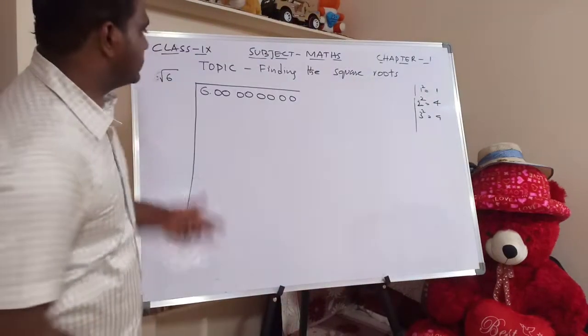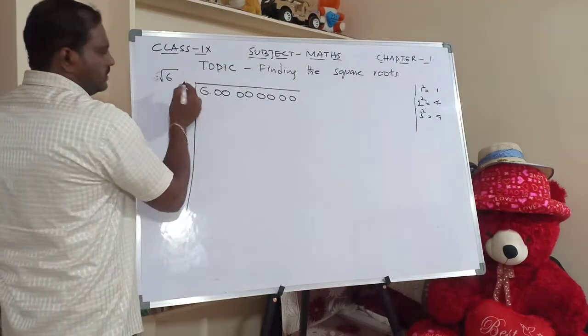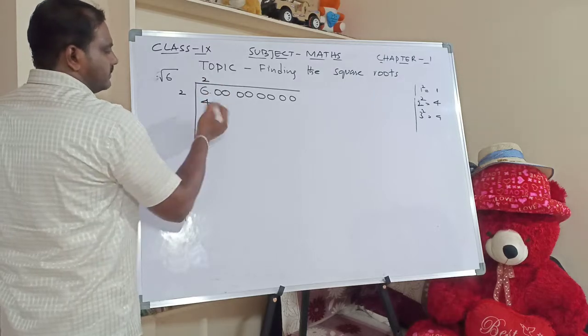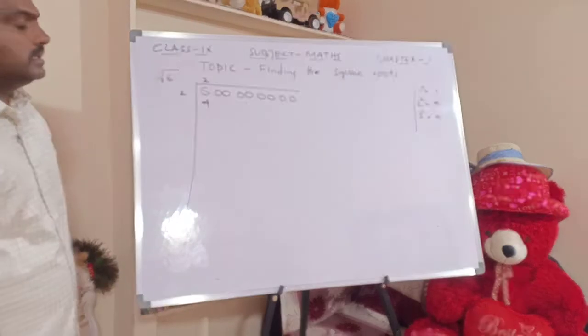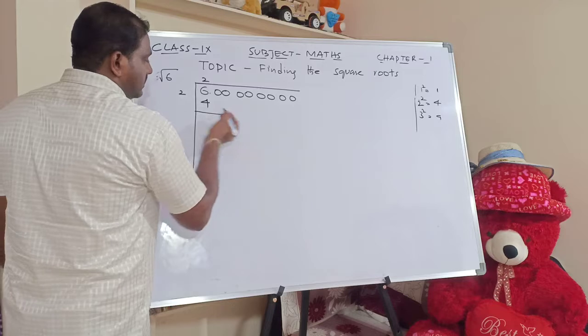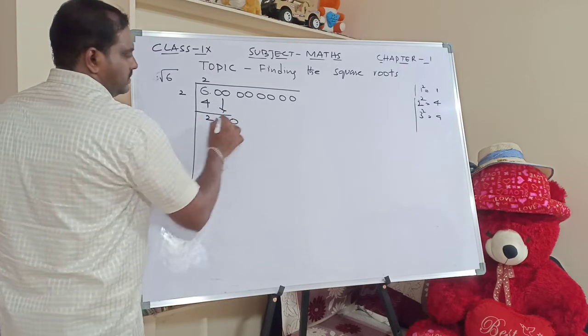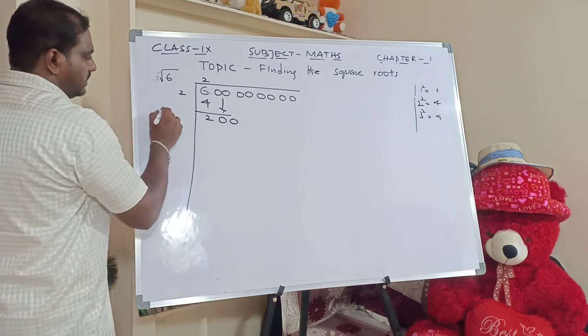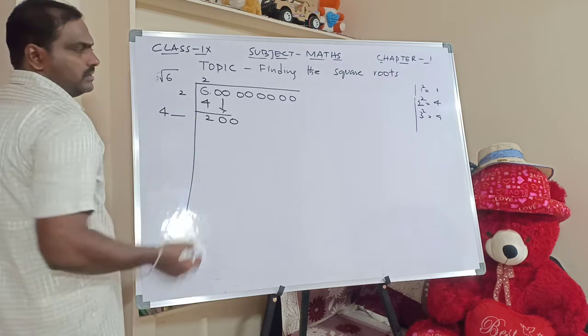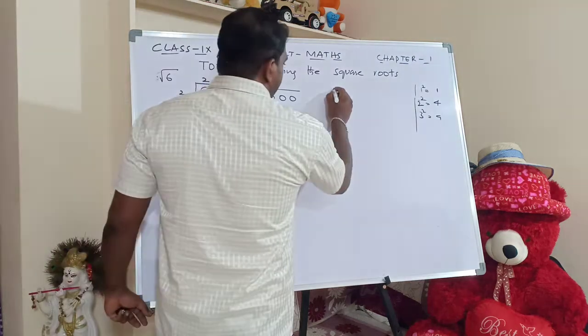So what is the nearest perfect square? Obviously 2, since 2 2s are 4. That is the first step. Next, 6 minus 4 is 2. Next step, 2 should be doubled. It is 4. Then multiply.